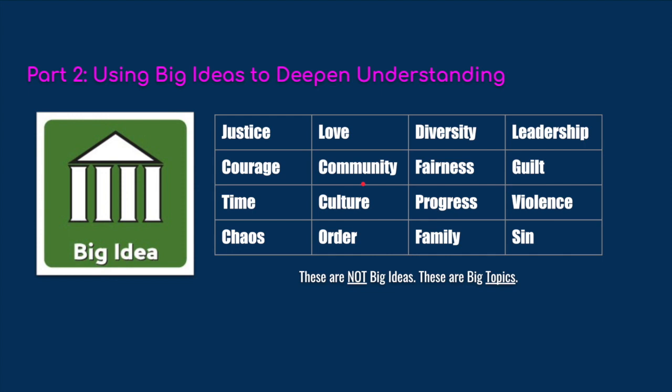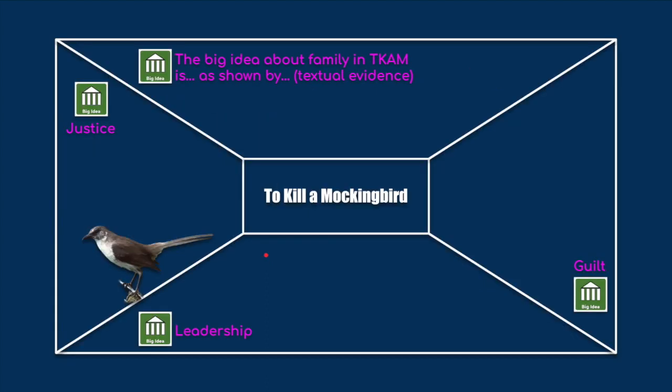I have a personal pet peeve where people say, the theme of this unit is community, or the theme of this book is diversity. Those are not themes, those are topics, okay? Themes, universal themes, big ideas are sentences, all right? They are not words, all right? So how am I going to get from these big topics over here to this big idea over here? Okay, so I'm using the example of To Kill a Mockingbird, all right?